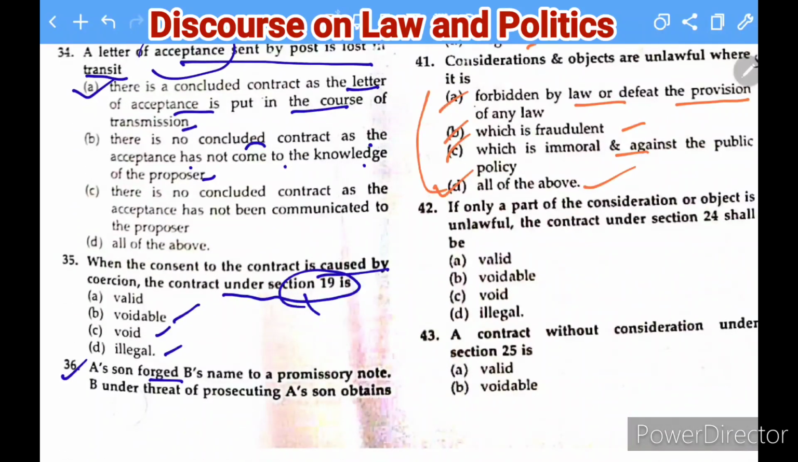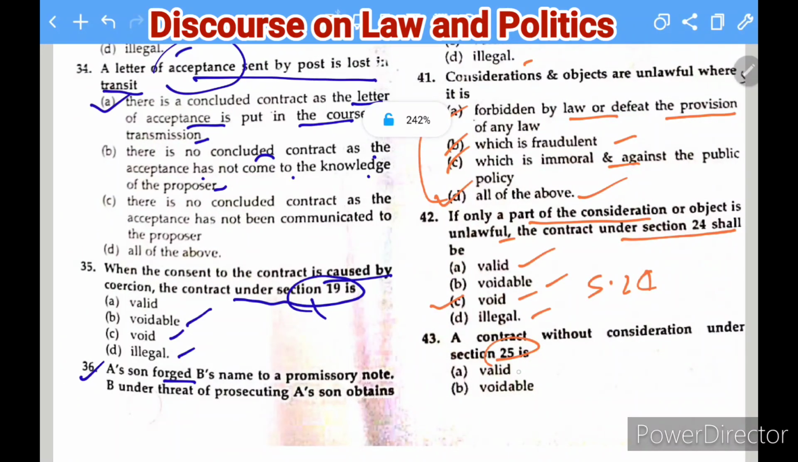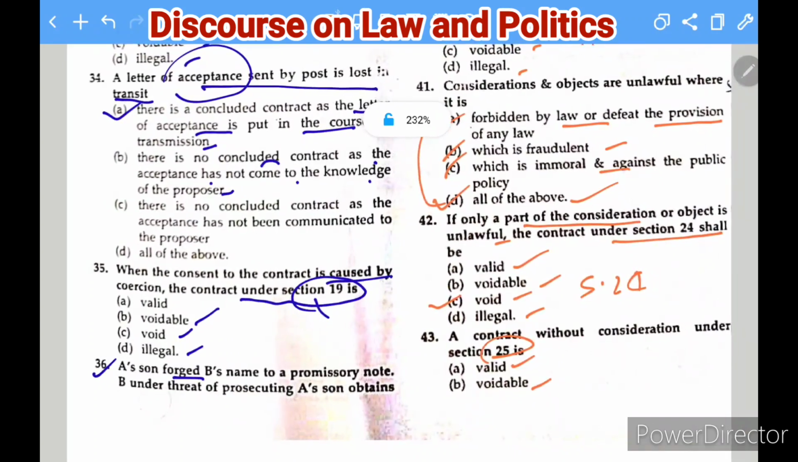Moving to the next question, if only a part of the consideration or object is unlawful, the contract under section 24 shall be valid, voidable, void, or illegal. So in case a part of the consideration is unlawful, what will happen? As per section 24, the entire contract is going to be void here. A contract without consideration under section 25 is valid, voidable. So in a case where a contract is made but without consideration, what will happen? Moving to the next options here.